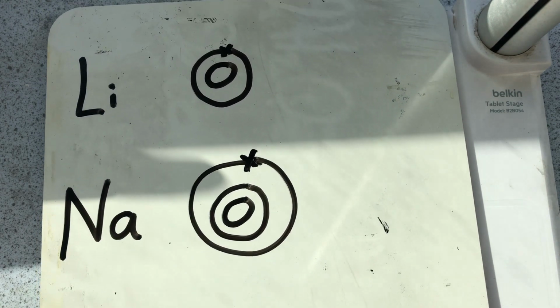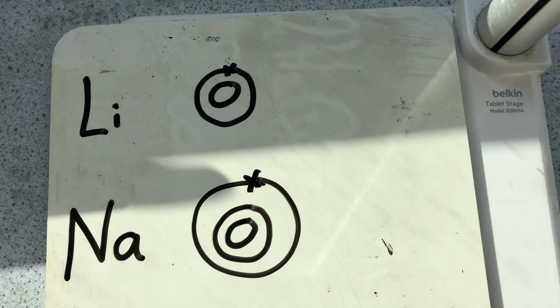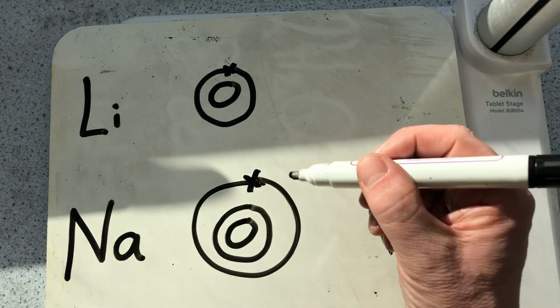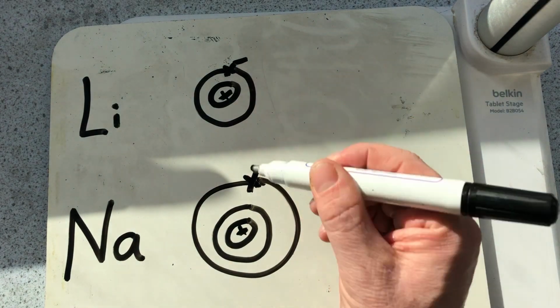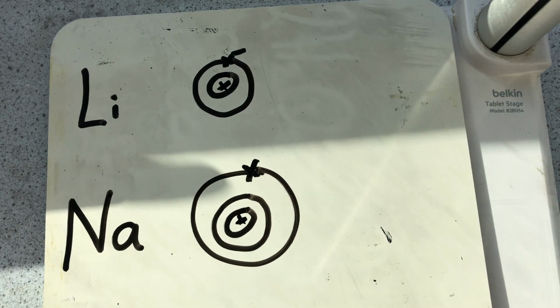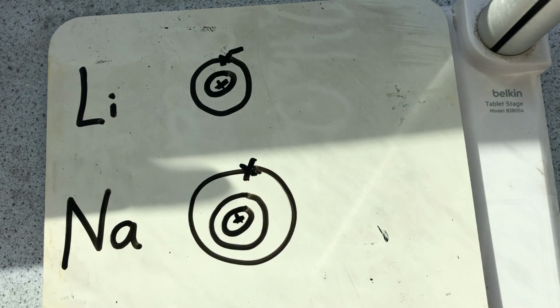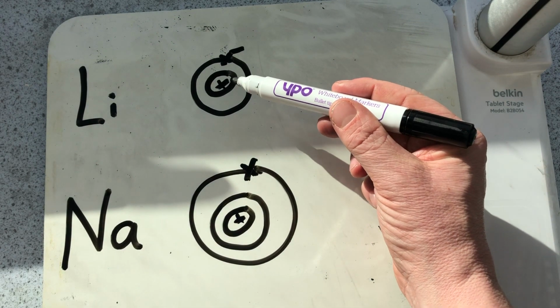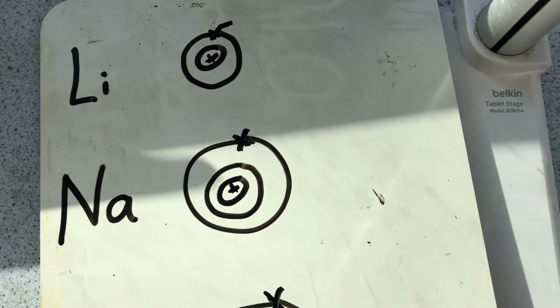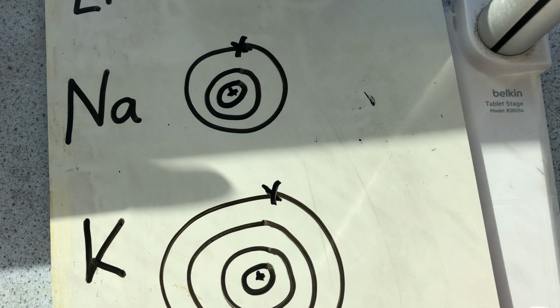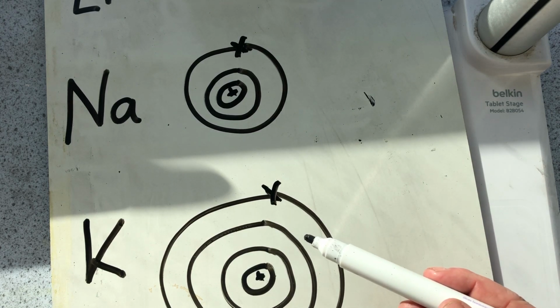Now, elements always react to get a full outer shell. So group 1 metals want to lose that electron to get a full outer shell. The nucleus is positive and the electrons are negative. So the electrons are attracted to the nucleus because opposites attract. Clearly in lithium they're very close, so the lithium doesn't want to leave the atom. But in potassium the electron's much further away, so it finds it a lot easier to lose that electron. And that is why potassium is more reactive.